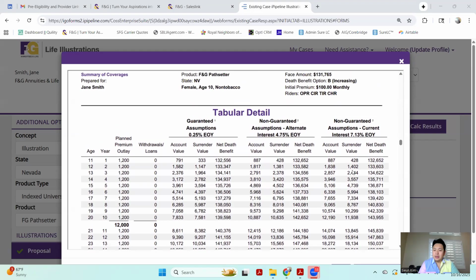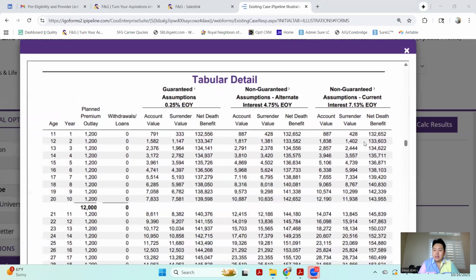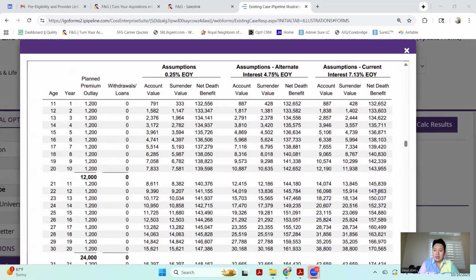But take notice that the face amount started at $131,765, right? But if you look at the death benefit, what is happening? It keeps going up, right? So do you remember what I said about if the client wants to take out the money tax-free, they can take it out as a loan?